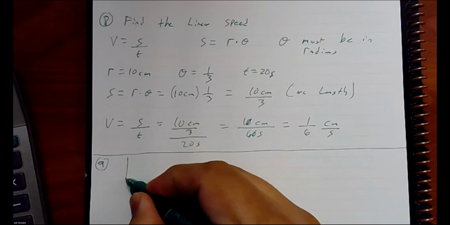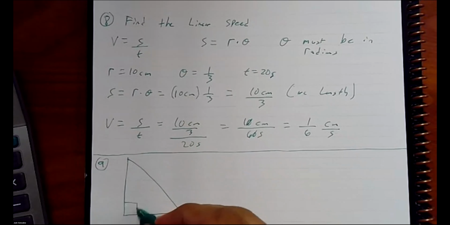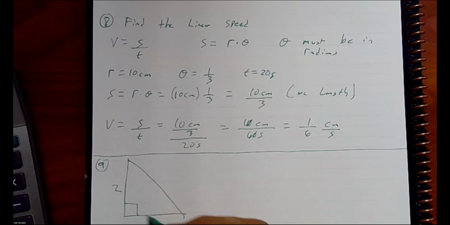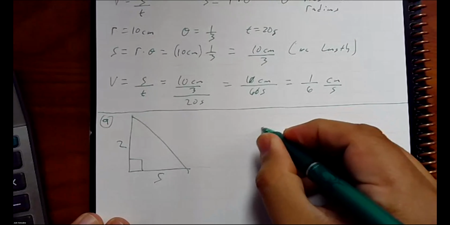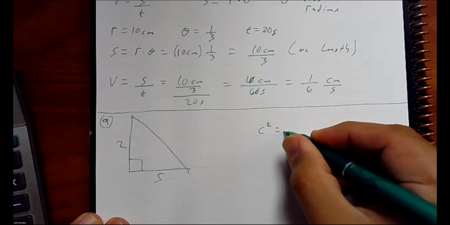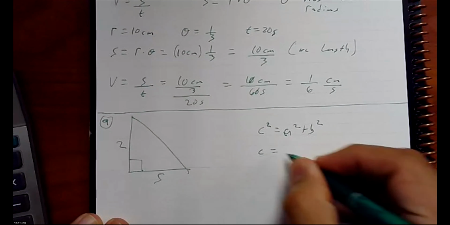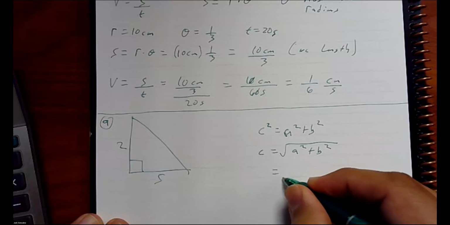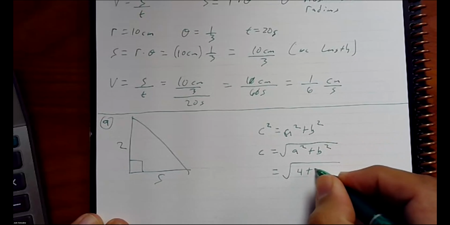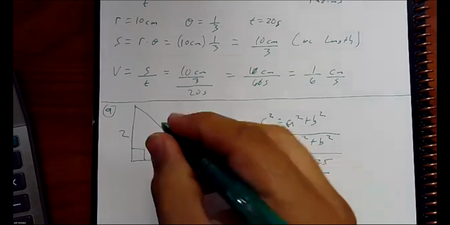So we have a right triangle. They gave us sides A and B. Doesn't matter which one's which. It's all good. The hypotenuse, C, is equal to A squared plus B squared, which means that C is the square root of A squared plus B squared. It's the square root of 4 plus 25, which is the square root of 29. Right?